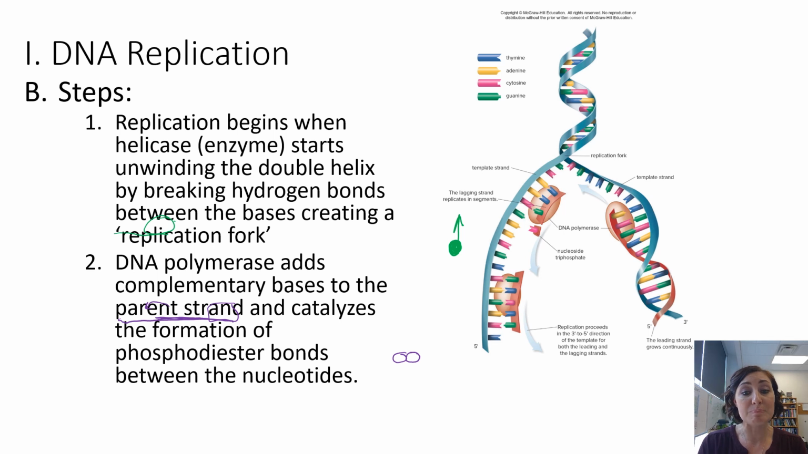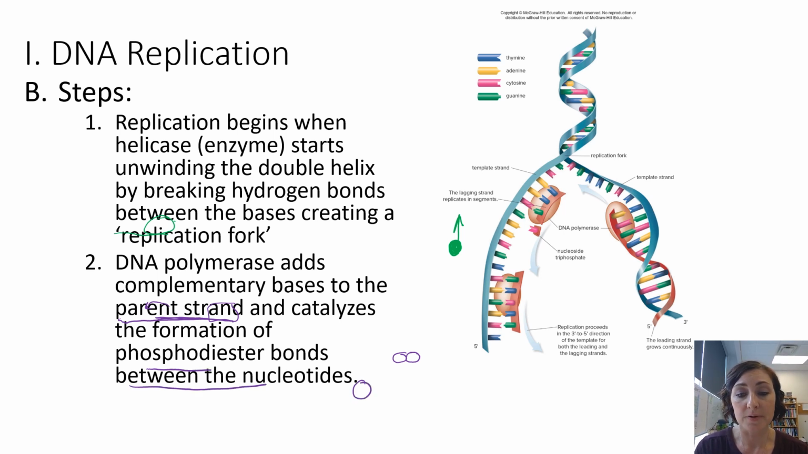So it essentially builds a whole new side of that daughter strand so that we have two full strands of DNA that are exact copies of each other. DNA polymerase also is going to catalyze the formation of phosphodiester bonds between nucleotides.